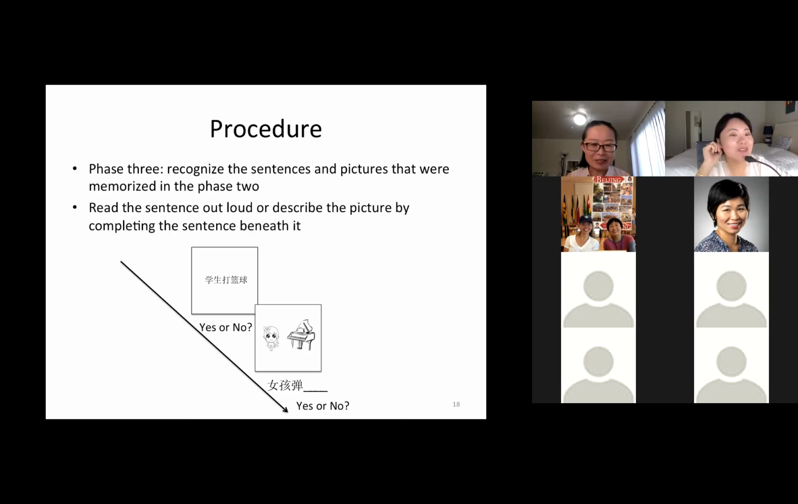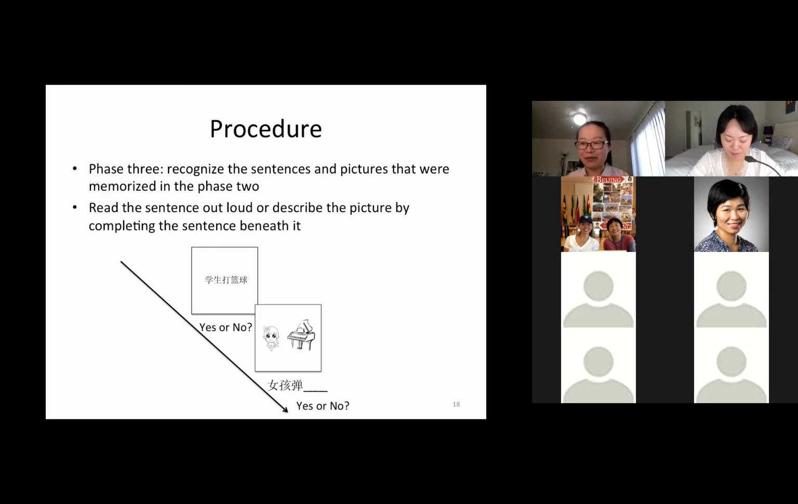Yeah, I have one question. After they see 学生打篮球, then they see this picture. The only way they can say is 女孩弹钢琴. There's no way they can say 钢琴弹女孩, right? Yes. What is the other choice they have? They can only say this structure. Yeah, correct. So this example, they are fillers. So they all have simple SVO structures.